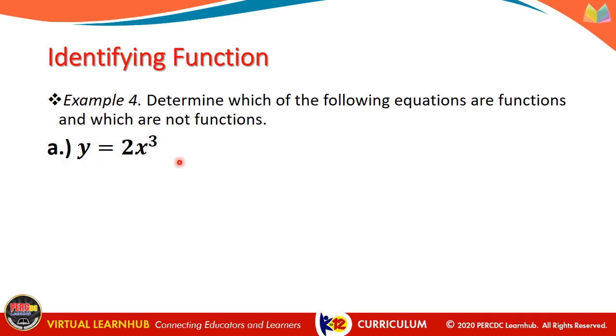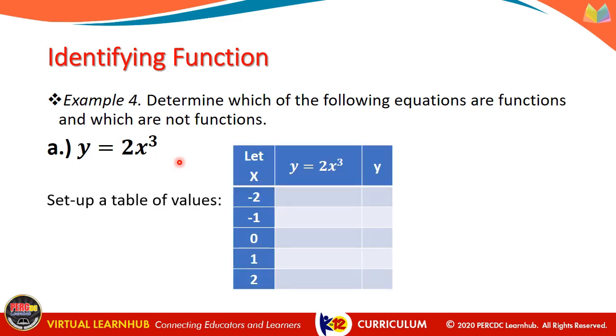For us to be able to know whether this is a function or not, we should first set up a table of values for y equals 2x cubed. We're going to let x be equal to -2, -1, 0, 1, and 2. Note that we can use any value for x. You can change this from -3 to +3 or from -5 to +5. But for now, let us just use -2 to +2.